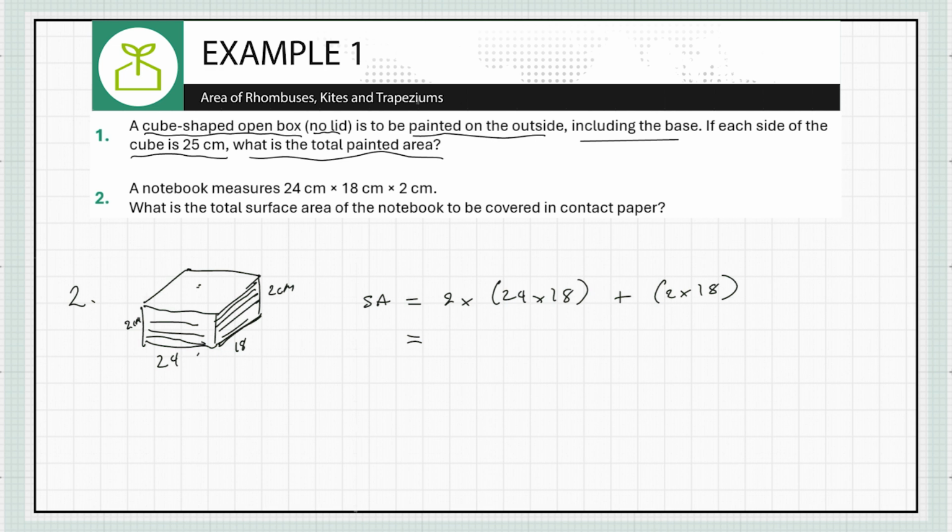So the end result of this is 2 times 24 times 18, which is 36 times 24, so 864. And then we're going to add on 2 groups of 18, which is just 36. So the end result of this is a surface area of 900 centimeters squared.